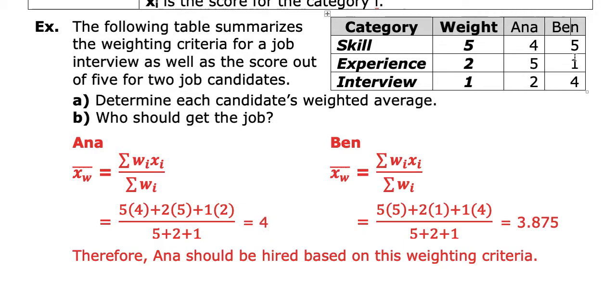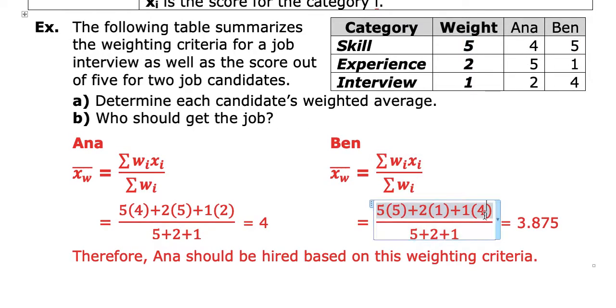But for Ben, if we do the same thing, the weight times the actual score, this is going to give them 5 times 5 plus 2 times 1 plus 1 times 4 for the weight times the score in the numerator. In the denominator, same thing, add 5 plus 2 plus 1, and the weighted average is slightly lower for Ben, so the job should go towards Anna.